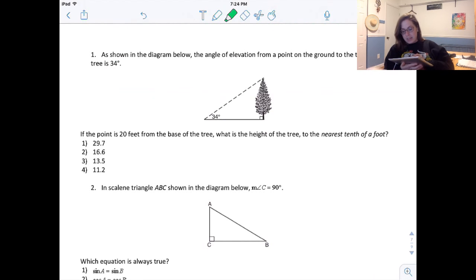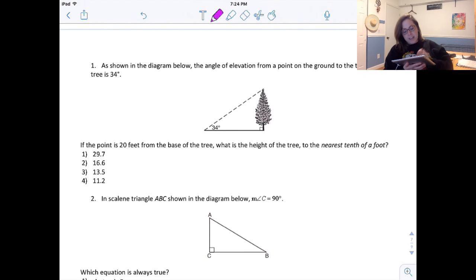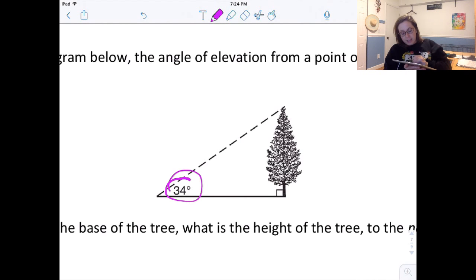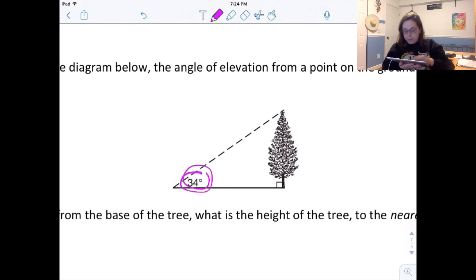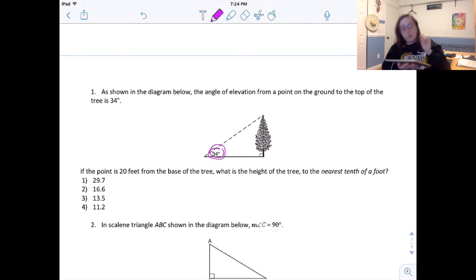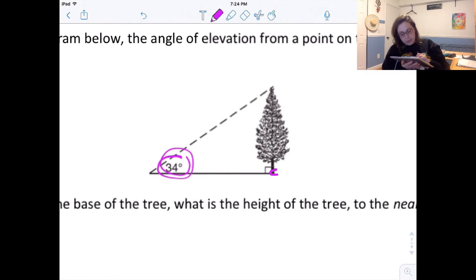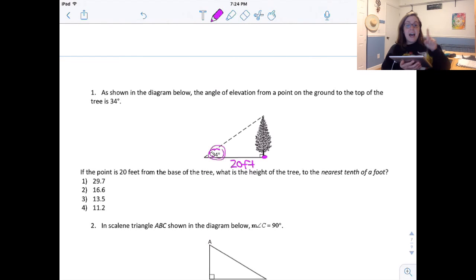So let's do a couple of these. In this diagram, the angle of elevation from a point on the ground to the top of the tree is 34. Angle of elevation, in my classes I always make you guys do this. Angle of elevation is how you look up. So that's this angle right in here. If a point is 20 feet from the base of the tree, so here's the base, this is 20 feet, what is the height of the tree, x, to the nearest tenth of a foot?